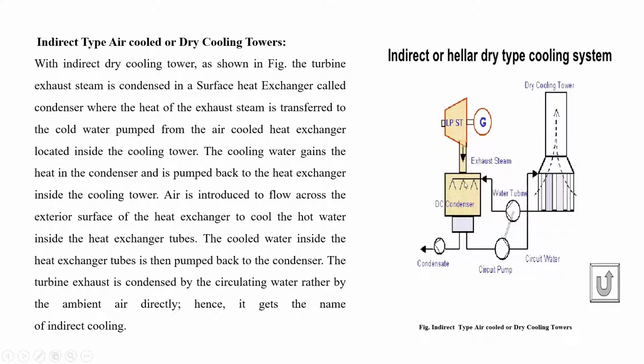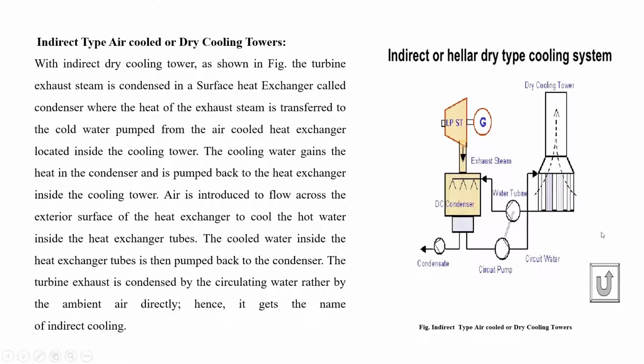The exhaust steam coming from the turbine is taken into the condenser. So what happens in the condenser? Heat exchange takes place between the condenser and the hot exhaust steam, which is transferred to the cold water pumped from the air cooled heat exchanger. The cold water coming from the dry cooling tower is sprayed over the tubes containing the exhaust steam, and flows over these tubes, so heat exchange takes place by means of surface contact.